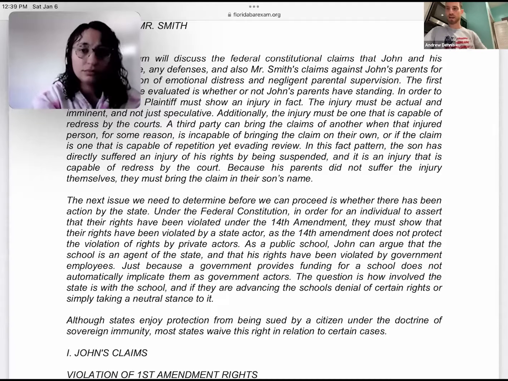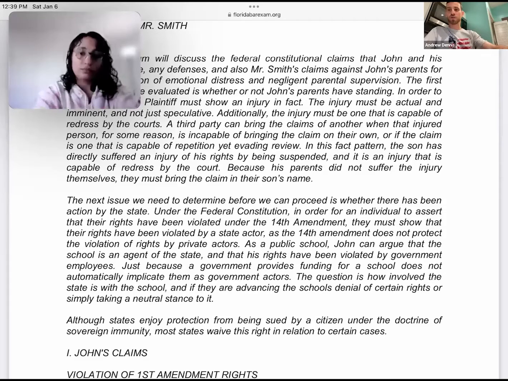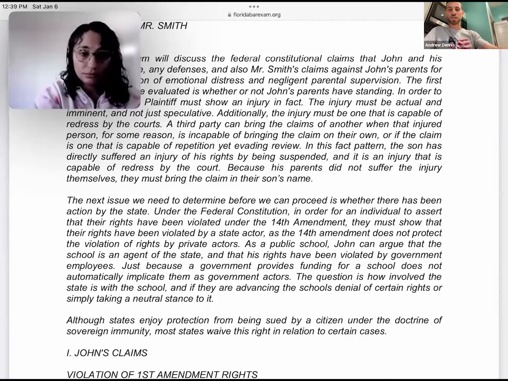Just because a government provides funding for a school does not automatically implicate them as government actors. The question is how involved the state is with the school, whether they're advancing the school's denial of certain rights or simply taking a neutral stance on it. Although states enjoy protection from being sued by a citizen under the doctrine of sovereign immunity, most states waive the right in relation to certain cases, right? That's a key thing too.